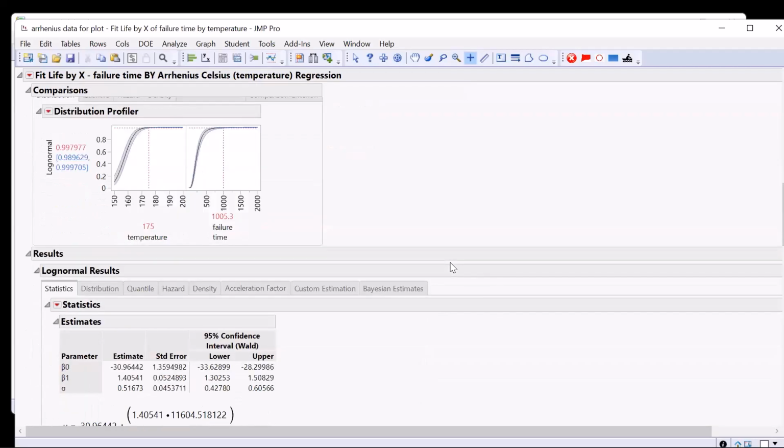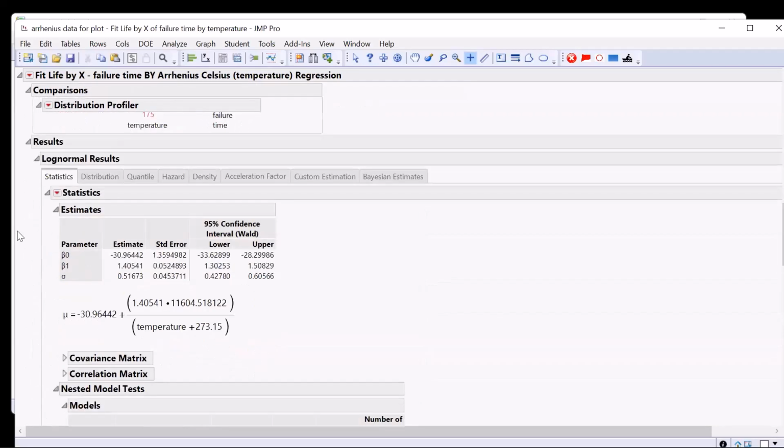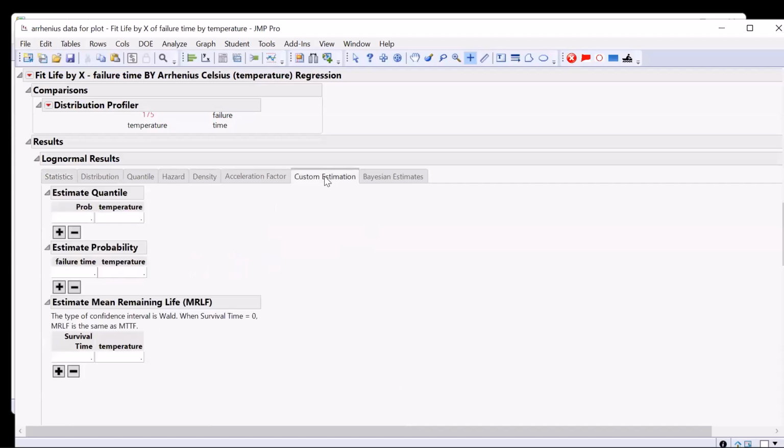So I'm going to go down here to, again, my slope and intercept and my shape factor and my equation from mu. So I can plug in whatever temperature I want and get the mu for that temperature. I know the shape factor, so for any temperature, I can predict what the distribution is. And of course, I'm going to choose my use condition. But you can do custom estimation here. So I'm just going to click on this tab, and this is where you enter the values that you want.